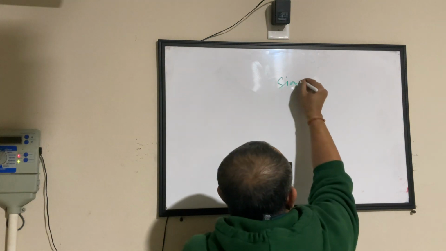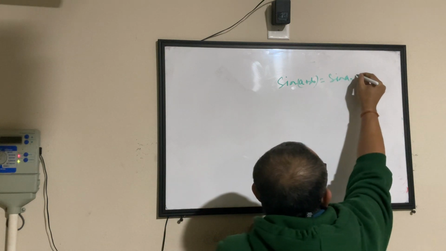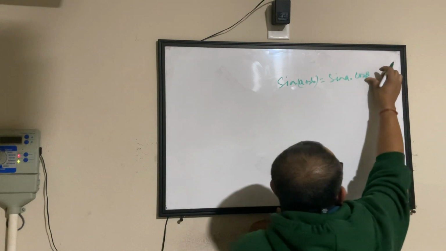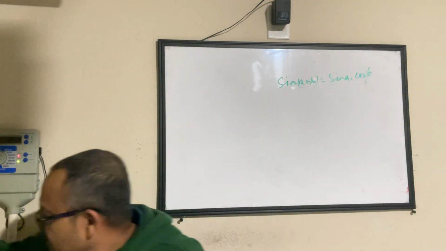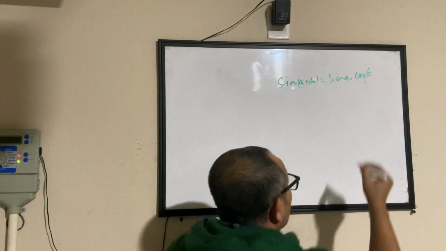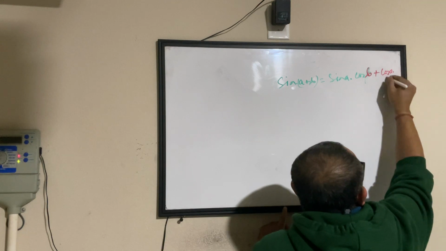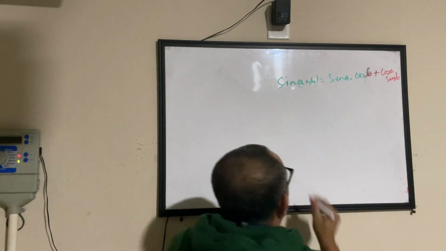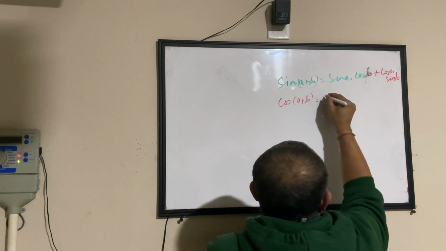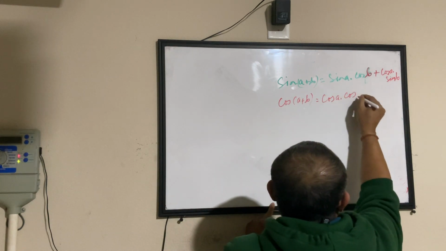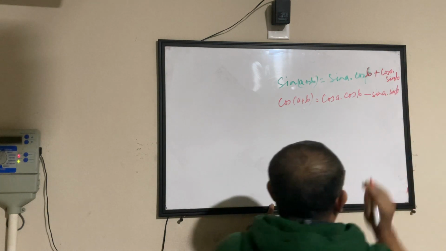So what we learned was this: sine of a plus b equals sine of a times cos of b plus cos of a times sine of b. And the second thing we learned was cos of a plus b equals cos of a times cos of b minus sine of a times sine of b. Yeah, this is what we learned.